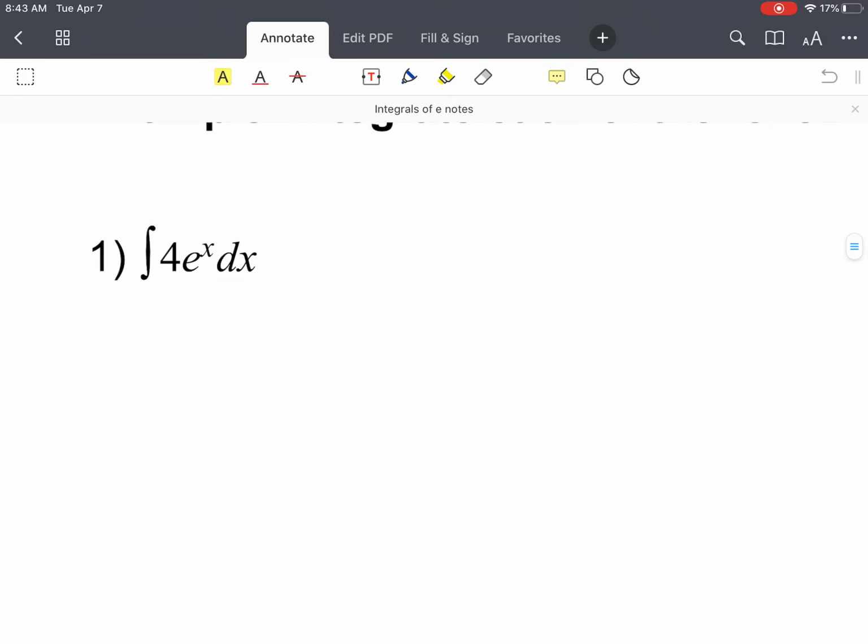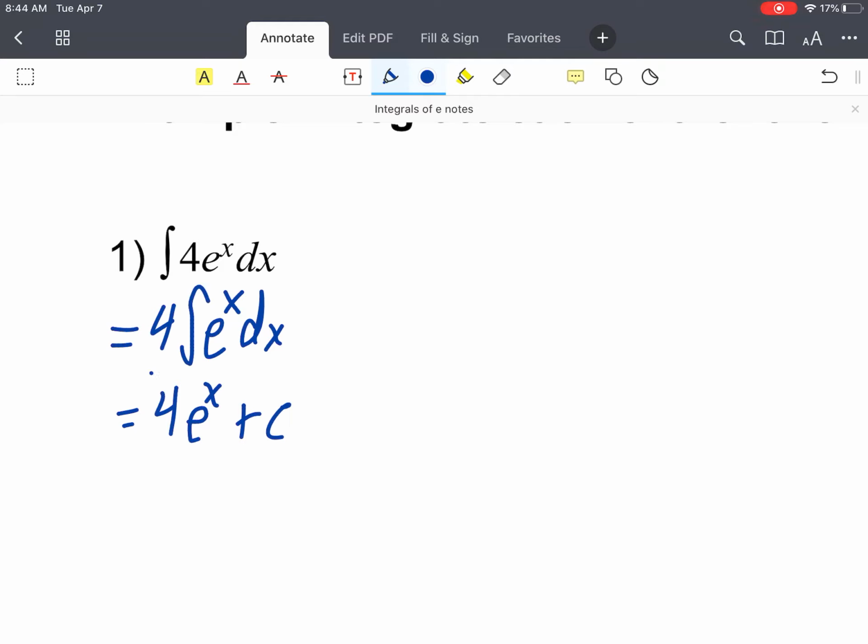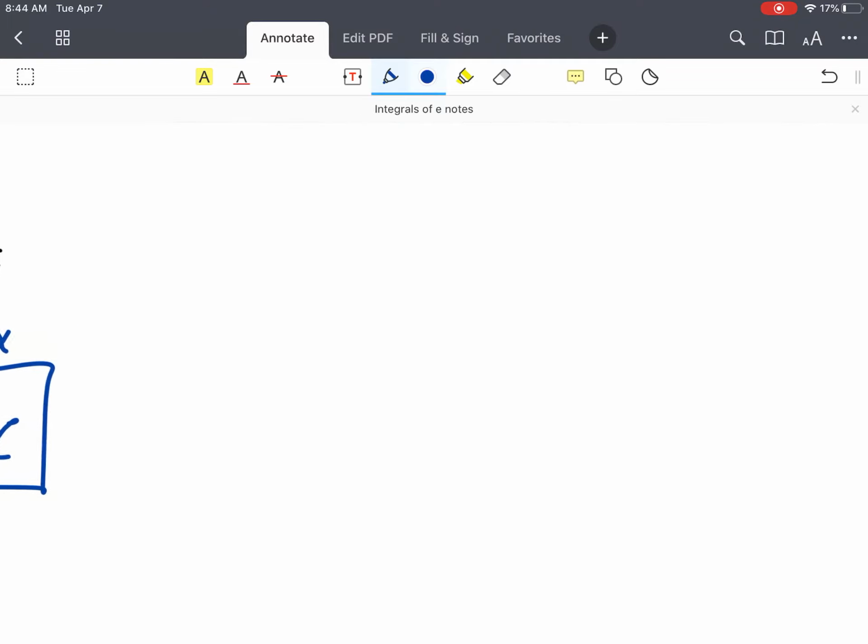So if I want to integrate each of the following things. If I want to integrate 4e to the x, the first thing I should do is take out a 4. And again, the integral of e to the x is e to the x. So this is 4e to the x plus c. Wow, difficult.